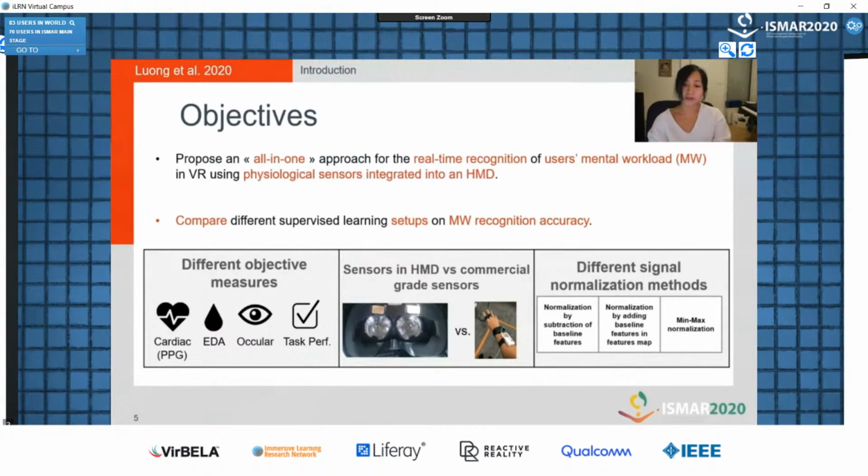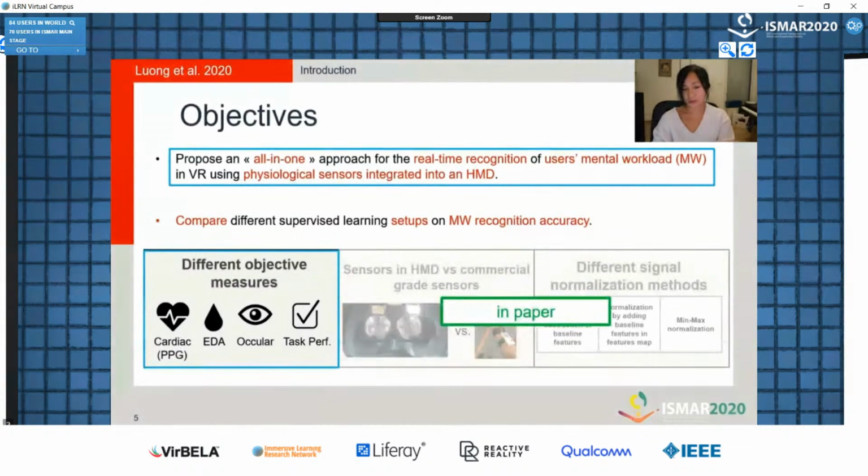And we wanted to compare different signal normalization methods. How do we use, for example, the baseline data to improve the mental workload recognition accuracy? How do we take into account the user's physiological differences? So today, during this presentation, I'm just going to focus on presenting the all-in-one approach to do the real-time recognition of user mental workload. And I'm just going to present the result of which sensor works the best, with a small discussion.